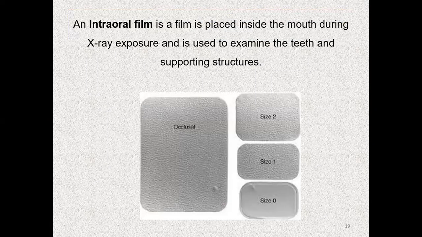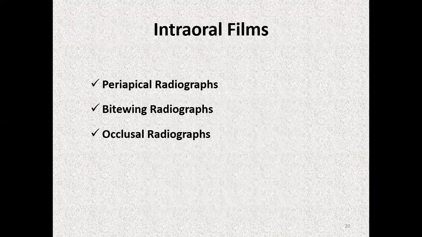So, an intraoral film is a film that is placed inside the mouth during exposure and is used to examine the teeth and the supporting structure. And we have got sizes 0 to 4. Size 0, size 1, size 2, size 3, and size 4. These are about the intraoral films. Intraoral films are used as periapical radiographs, bite-wing radiographs, and occlusal radiographs.